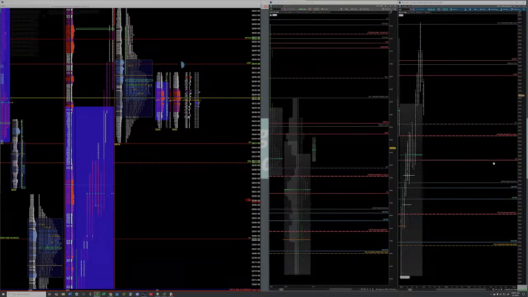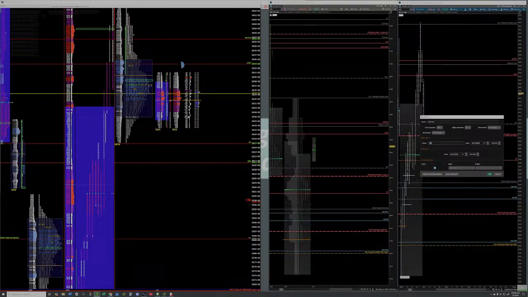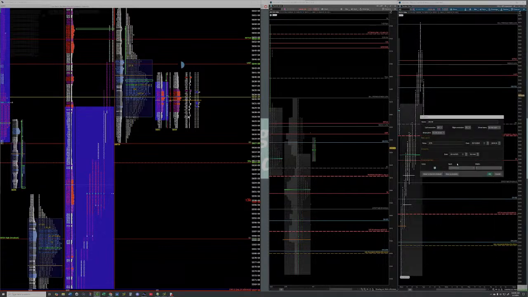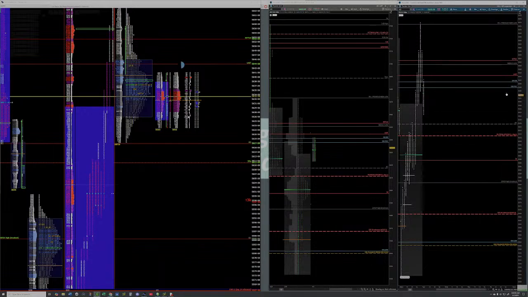Oh, there is something else here, really important. I will call it overnight POC, 37.75. Overnight pullback, 6.41.